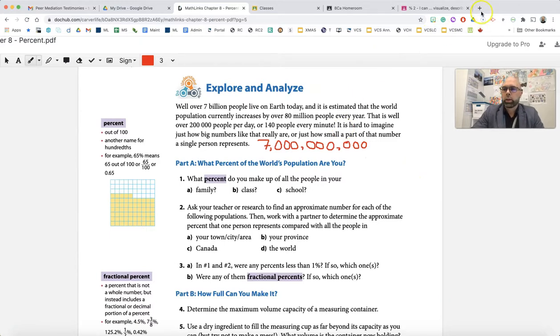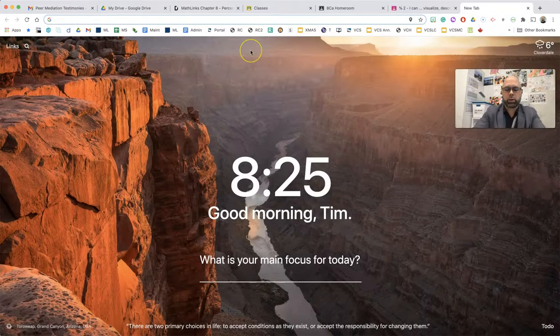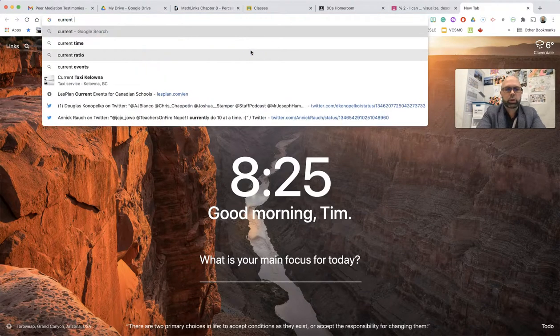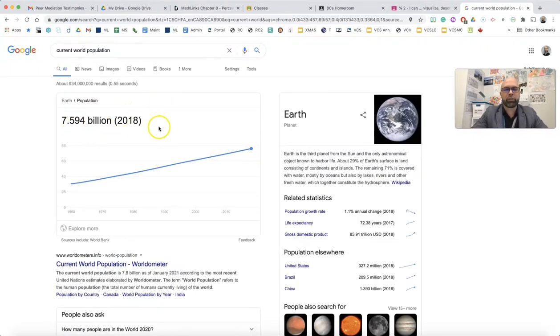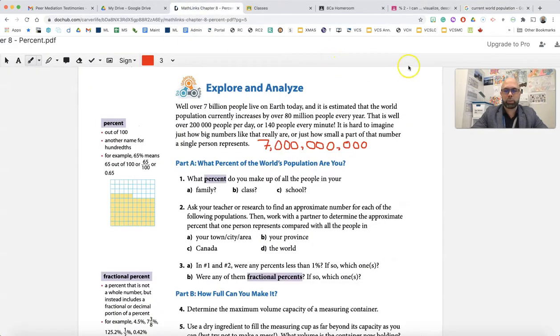Now, I love checking these things out on Google. So let's check that out. Current world population, 7.594 billion. So it's well on its way to 8 billion, which is incredible. But that's okay. We'll go with 7 billion. World population increases by 80 million people a year. That is 200,000 people a day, or 140 people every minute.